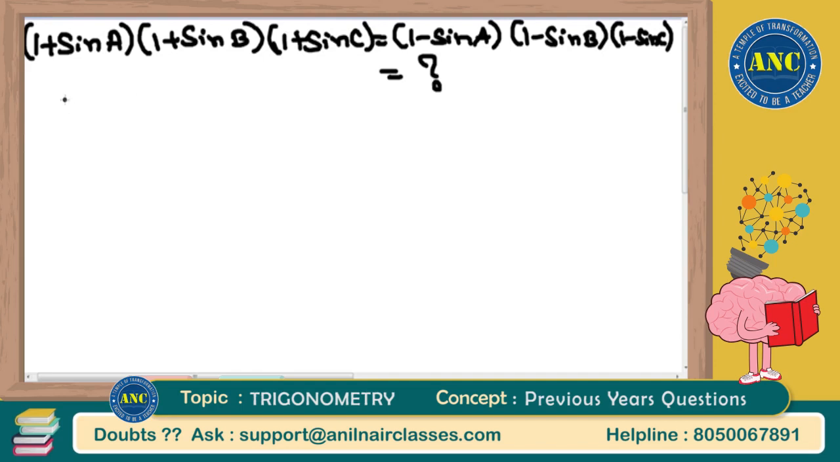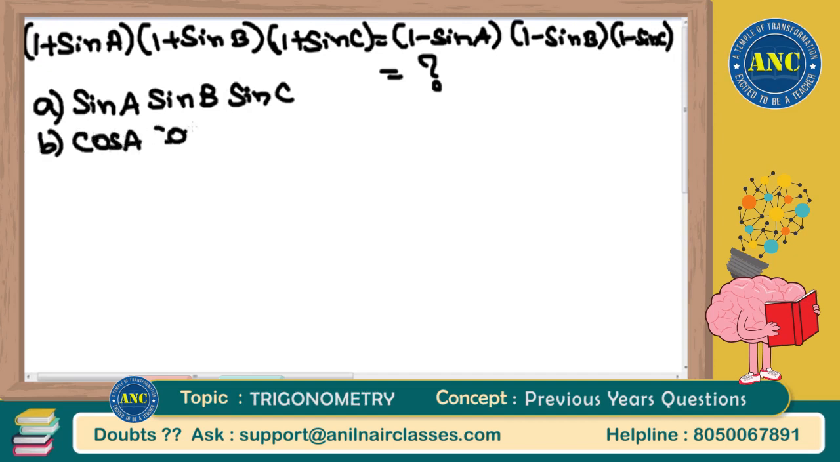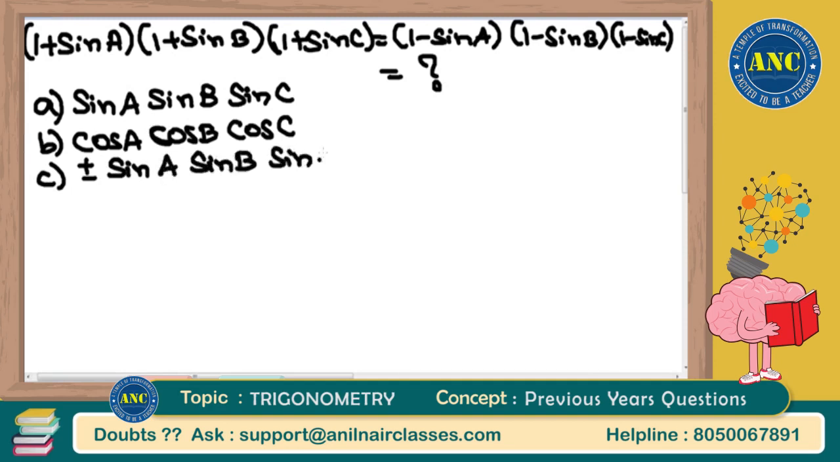Now, if I give the answer options, the first option is sin A sin B sin C. The second option is cos A cos B cos C. The third option is plus or minus sin A sin B sin C, and the fourth option is plus or minus cos A cos B cos C. I hope the idea is clear. These are the four options which are there.